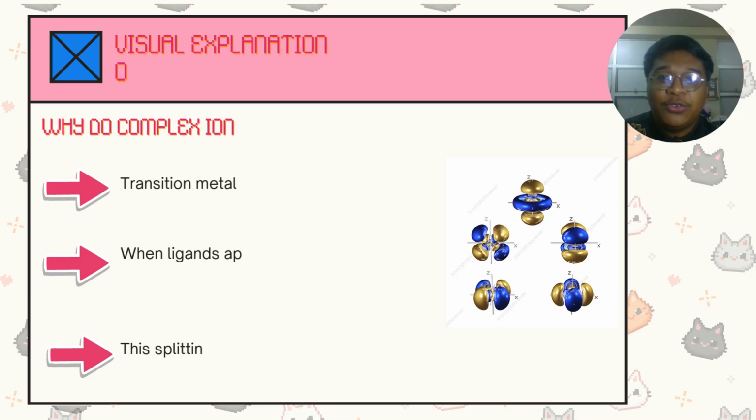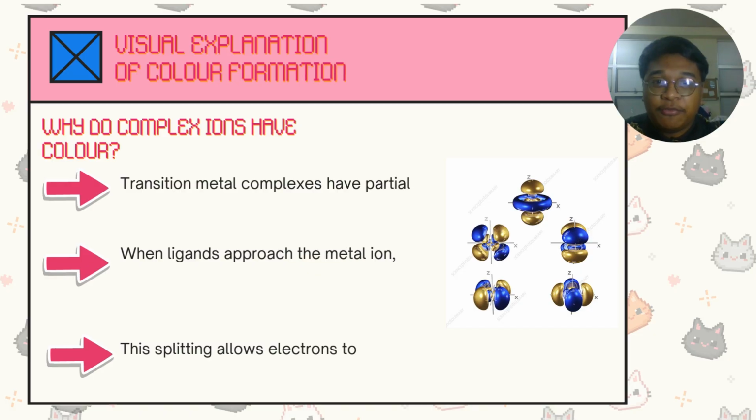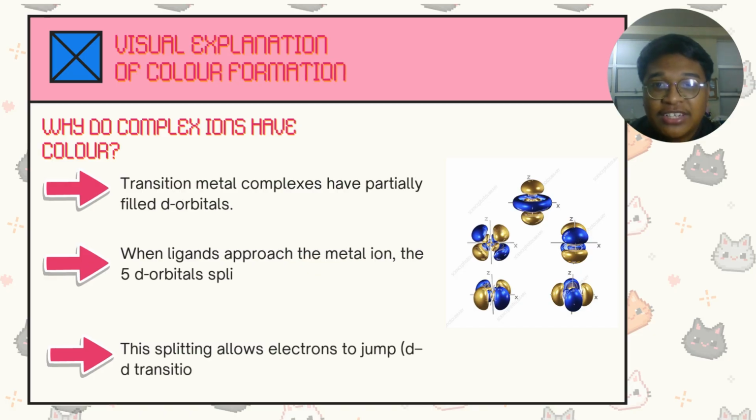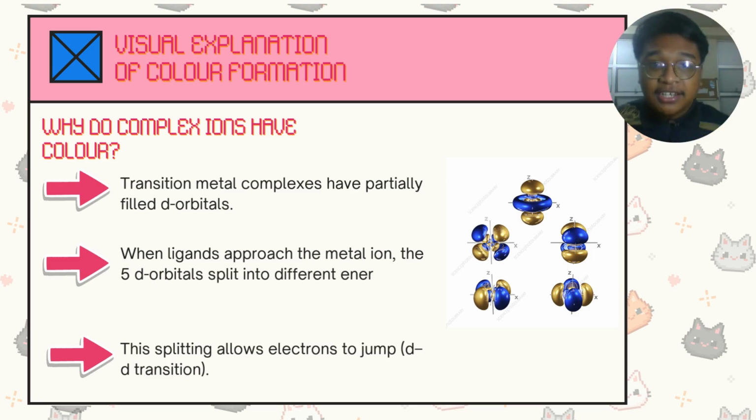Next, we move on to a visual explanation of color formation of metal complexes. First, we need to understand why complex ions have colors. Complex ions have colors because they contain transition metals with partially filled d orbitals. When ligands approach the metal ion, the 5 d orbitals no longer have the same energy. This causes the d orbitals to split into different energy levels. As a result, electrons can absorb visible light and move between these orbitals. This electron movement is called a d-d transition, and this is what produces color.